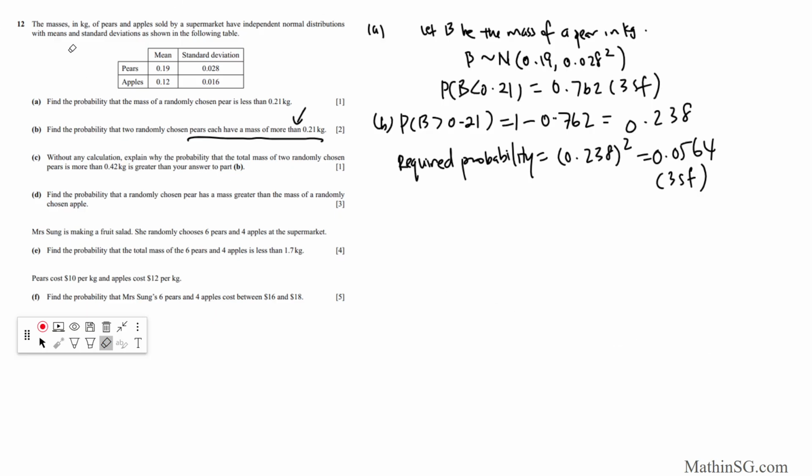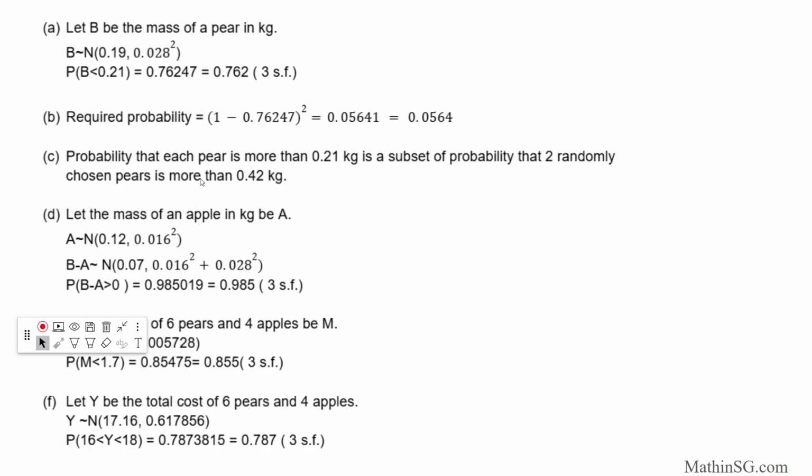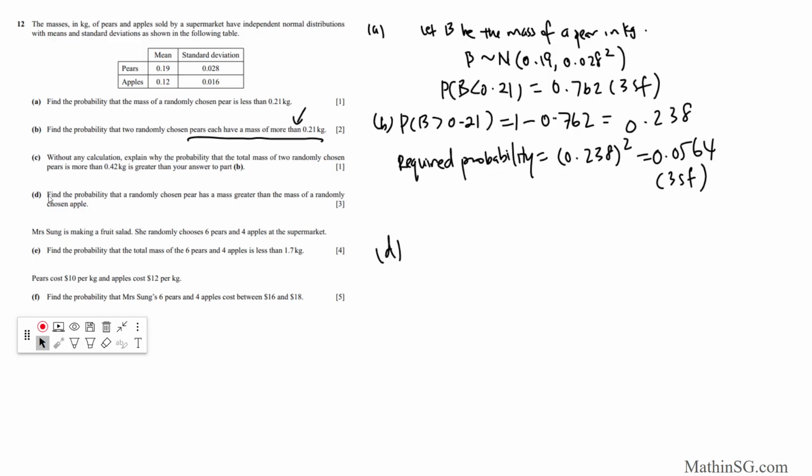Okay, so let's take a look at this now. D. If you want the answer for C, it's here. The probability that each pair is more than 0.21 kg is a subset of the probability that two randomly chosen pairs is more than 0.42 kg. Now let's go on to D. Find the probability that a randomly chosen pair has a mass greater than the mass of a randomly chosen apple.